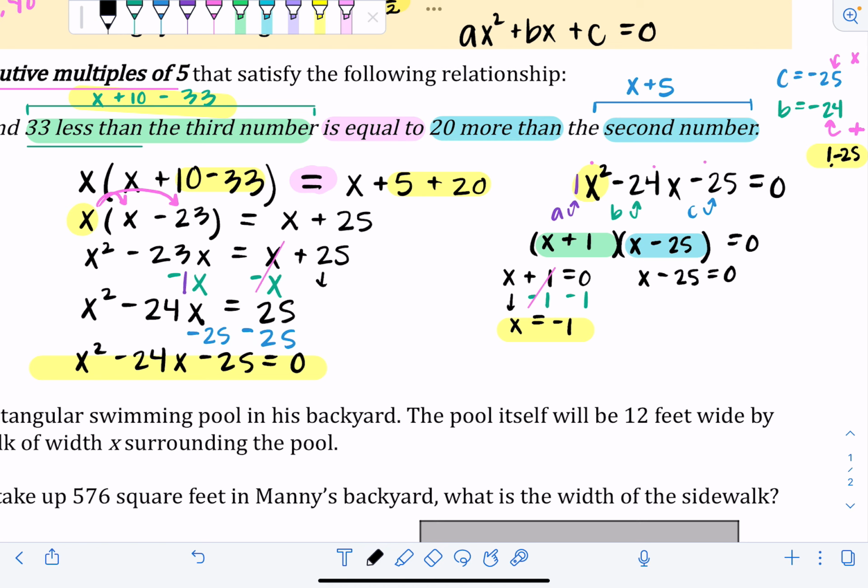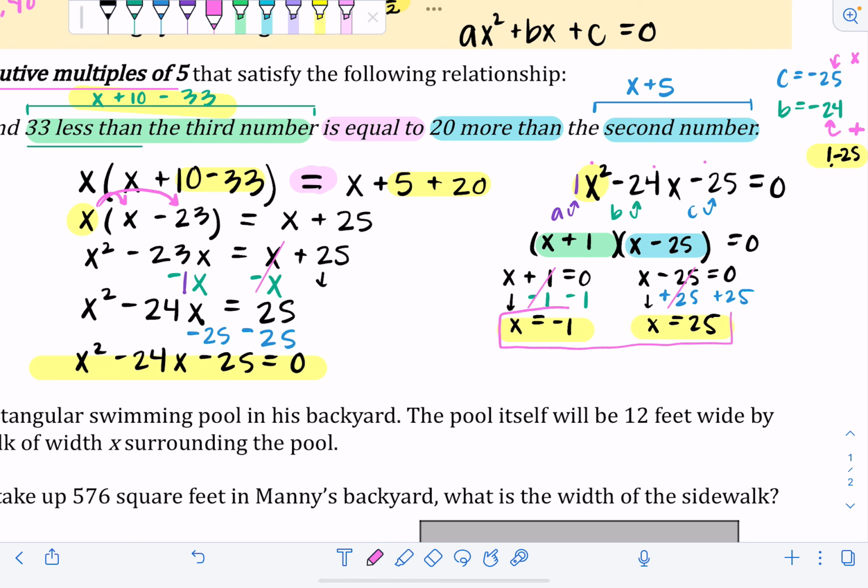The second equation is x minus 25 is equal to 0. In order to cancel out subtracting 25 from x, I'll have to add 25 to both sides. I'll bring down the x, and then negative 25 plus 25 is 0. I bring down the equal sign, and then 0 plus 25 is 25. Okay, so we end up with x equals negative 1 and x equals 25. Those are the correct answers.